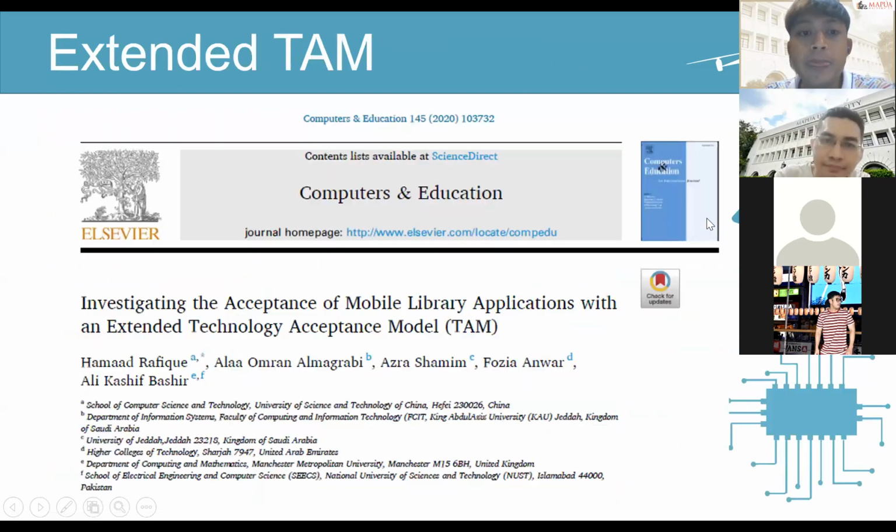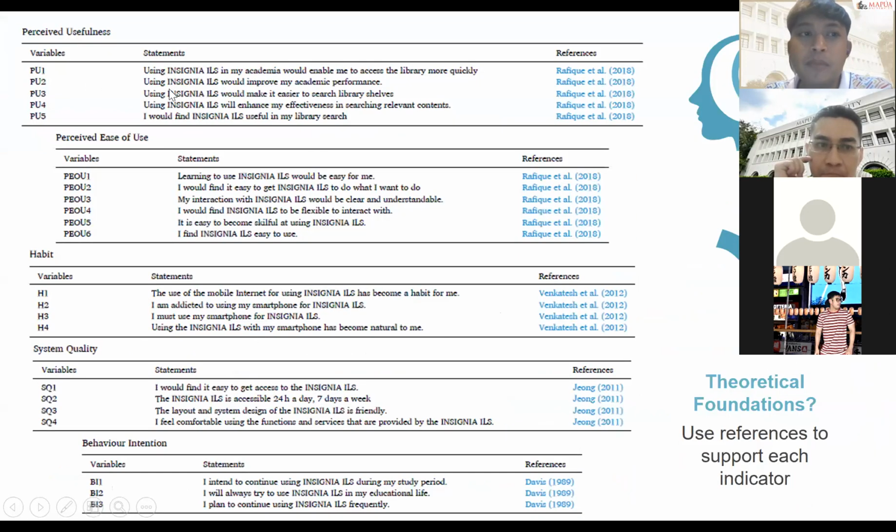Another one. Look at this, everyone. Acceptance of mobile library application with extended technology acceptance model. Very simple, you know. The title is so simple. For example, using Insignia. Oh, this is the name of the software. Using this, my academia would enable me to access blah blah blah more quickly. Using this would improve my academic performance. Very simple, right? You're just using this one, and they try to make it a model out of it.